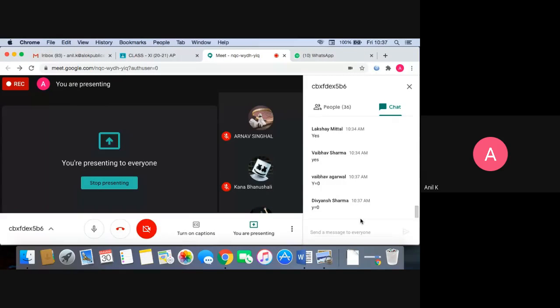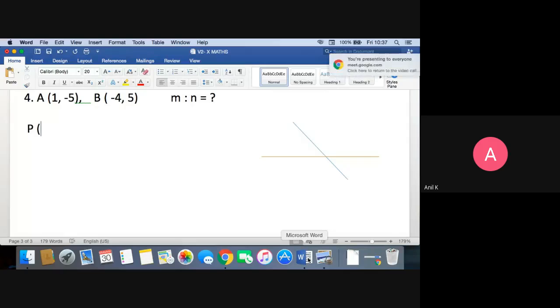If any point is on the x-axis, the y value is 0. So my general point on the x-axis is x comma 0. I know the point P is x comma 0, I know the A value, I know the B value, and I have to find the m and n values.